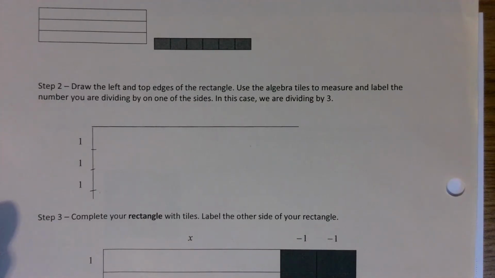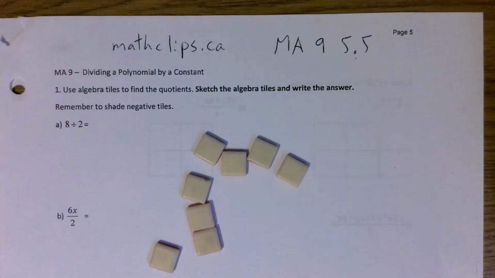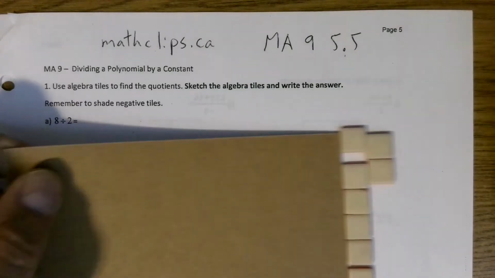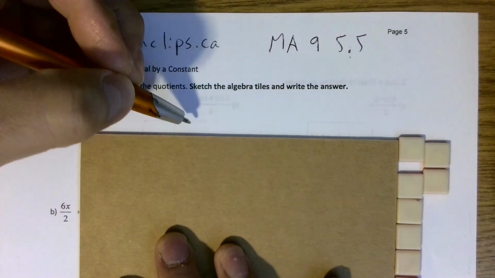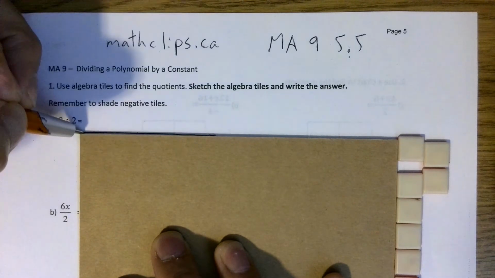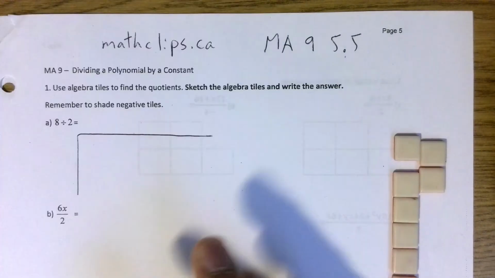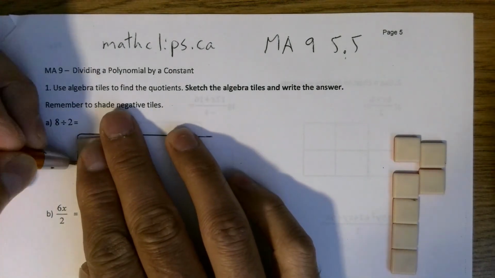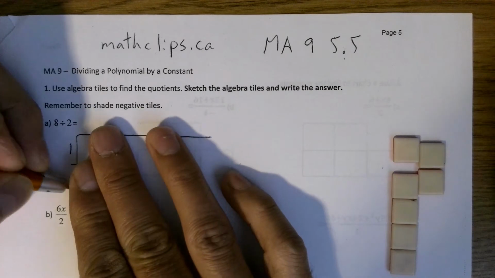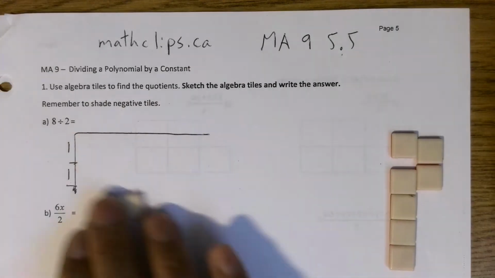Now step 2 says draw the left and top edge of the rectangle. Use the algebra tiles to measure and label the number you are dividing by on one of the sides. Okay, so let's draw our left and top edge. There we go. And we're dividing by 2. So I'm going to label one of these sides as 2. Okay, step 2 done.